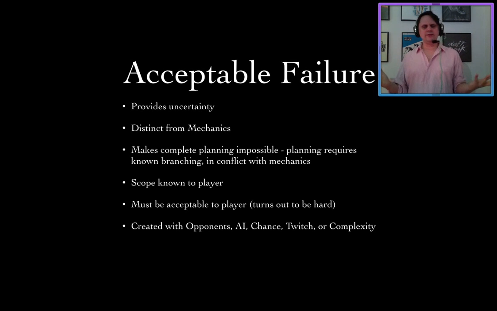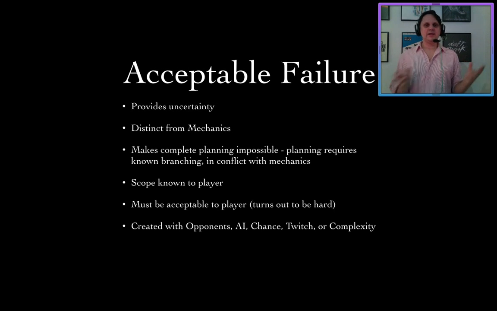So how do you create acceptable failure? Well, random number generation, a die roll, is probably the oldest way of doing this. Another way of doing it is to simply have a human opponent. A human opponent is also something that you can't predict and you don't know what they will do. Or you can have artificial intelligence that sort of creates the illusion of a random, non-understandable opponent.